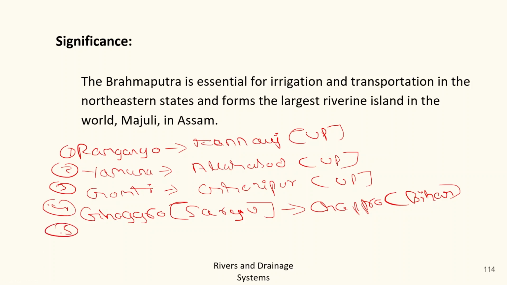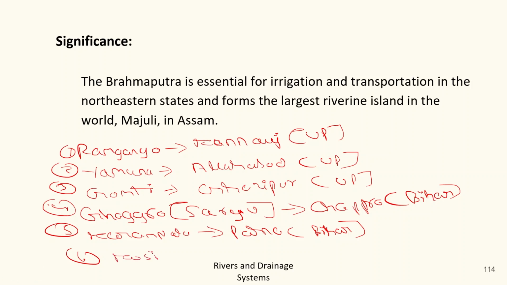Bihar. Okay. Thereafter, Karamnala River meets Ganga at Patna, Bihar. Okay. The sixth is Kosi River, meets Ganga at Kurushela, Bihar.